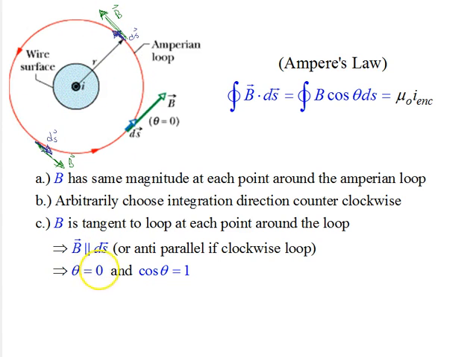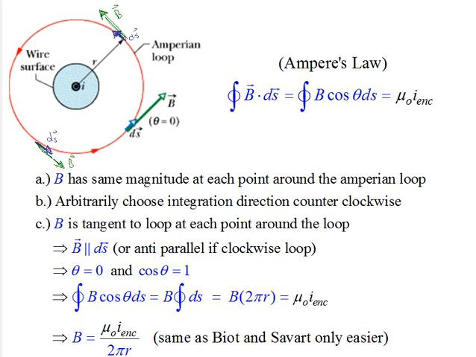So in this case, theta is equal to 0, so cosine theta is equal to 1. In our closed integral of B dot ds, or B cosine theta ds, we can pull the magnetic field out of the integral since it's the same everywhere on the loop. And we just get the closed integral of ds, which is 2 pi r, the circumference of our Amperian circle. And that's equal to mu naught times I encircled by Ampere's law. So we can solve for our magnetic field, and we get the same answer as Biot and Savart, yet easier than doing the mathematics involved in the law of Biot and Savart.